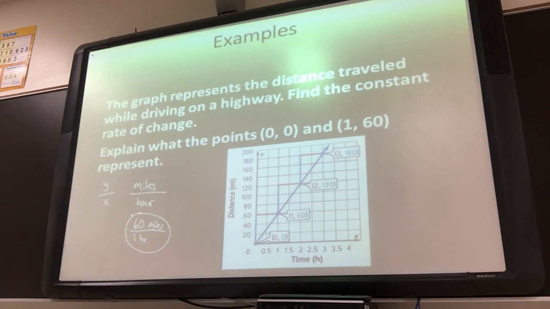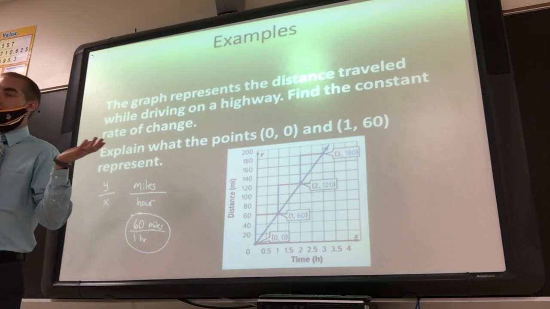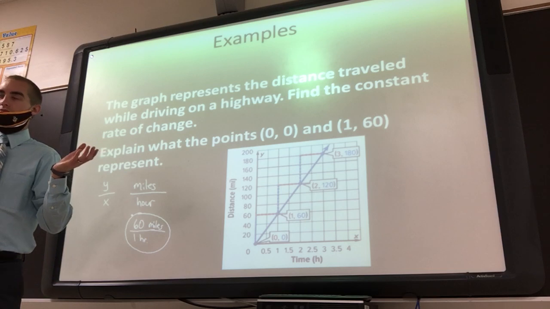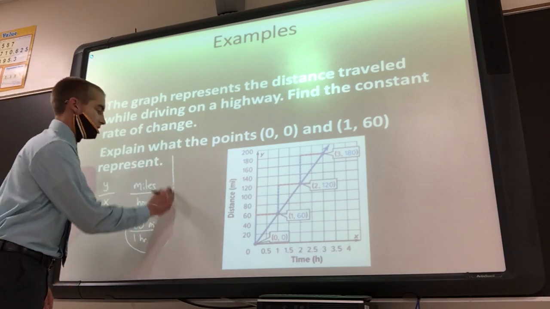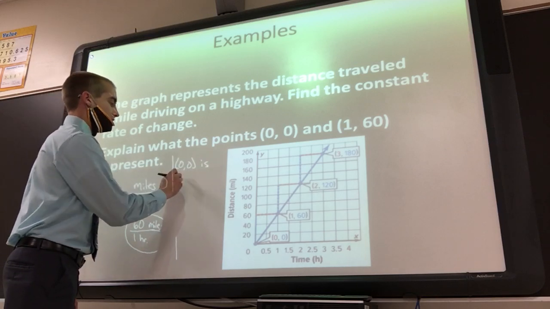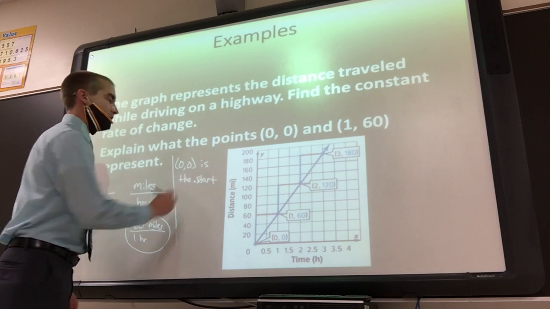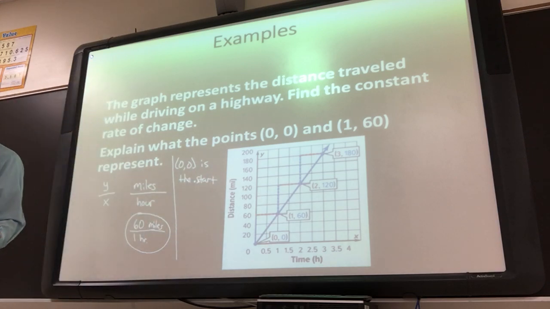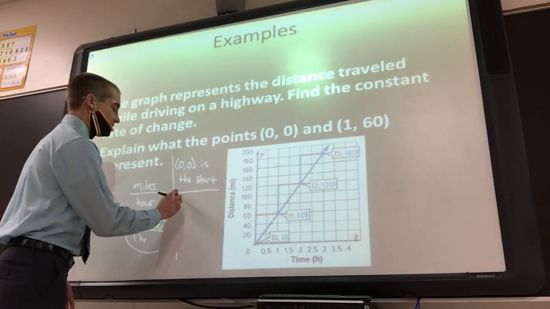Now they also ask us to explain what the points 0, 0 and 1, 60 represent. So 0, 0, well, that's going to represent the start. Yeah, usually we say 0, 0 is the start. Because in 0 hours, you've traveled 0 miles. And then 1, 60.